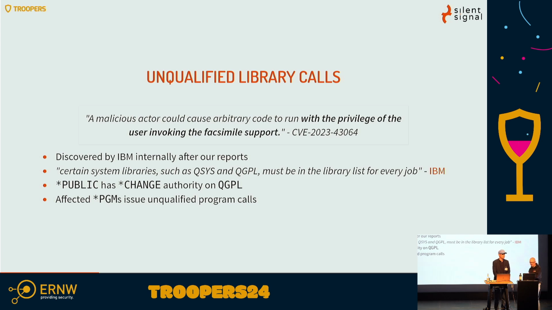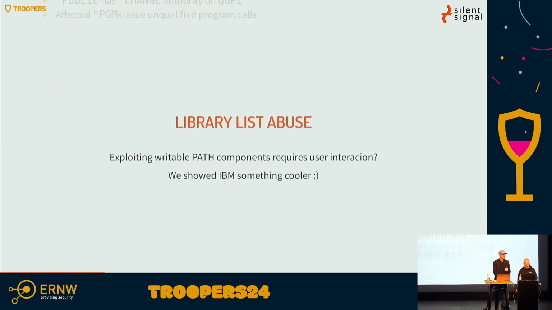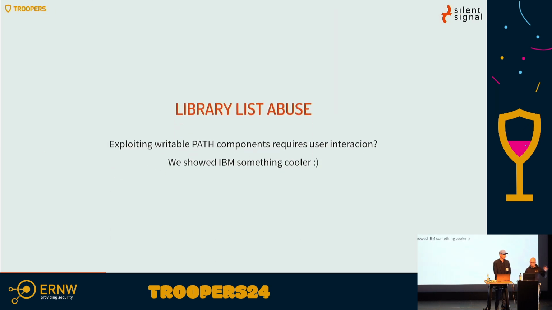QGPL, for example, is a publicly writable library. Anyone can place objects in it, but the vulnerable programs, for example, this Faximize support, perform unqualified calls. So the one user who innocently wants to run Faximize support may end up running attacker code instead. But this is not what we showed IBM in our original vulnerability reports. We are pen testers, and we usually don't have time or opportunity to wait for users to fall into our traps to execute the right programs the right way.